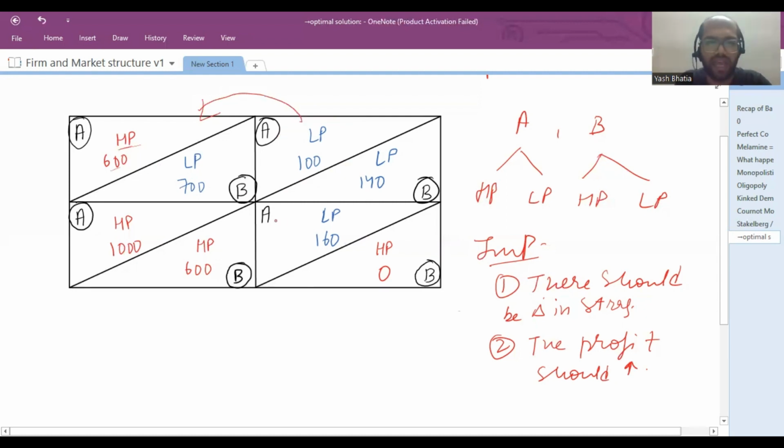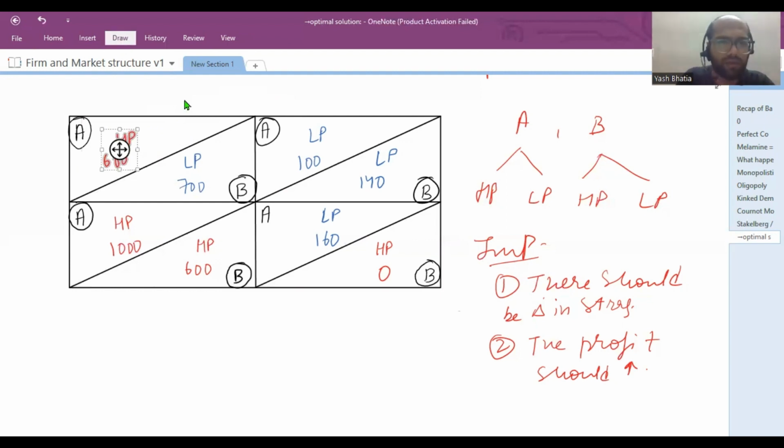No, because A with a low price is earning 100, and if A moves to this quadrant, A's strategy is changing, yes, and A's profit is changing, yes. So A would like to move to this quadrant only, right? This is the equilibrium condition for A. Wait, A is earning 600 with high price here.